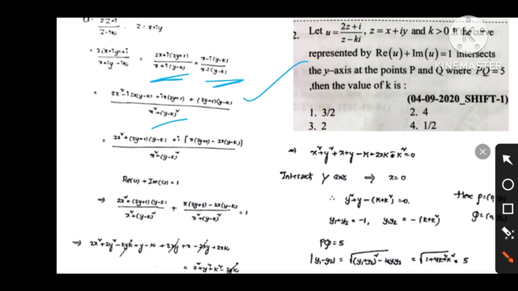Okay. This is the real part: first value plus last value. And take the i common from the second and third values. Okay. That's the real part and imaginary part. Now what is given here? Real part plus imaginary part equals 1.